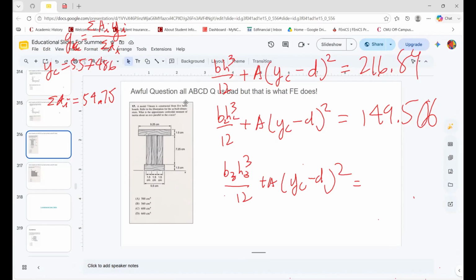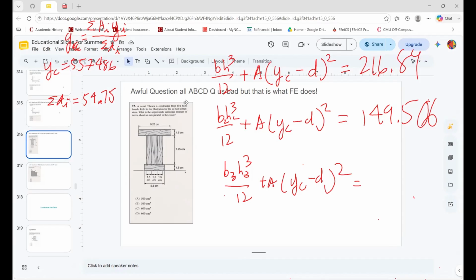So the next one is the bottom one, where the base is 3, multiplied by 1.5 cubed, divided by 12, and then plus A, which is 1.5 multiplied by 3, multiplied by (5.57486 minus 1.5 divided by 2) squared, equals about 10. Wait, did I do something wrong? I think I made a mistake here because I get 1.1, which is not right.